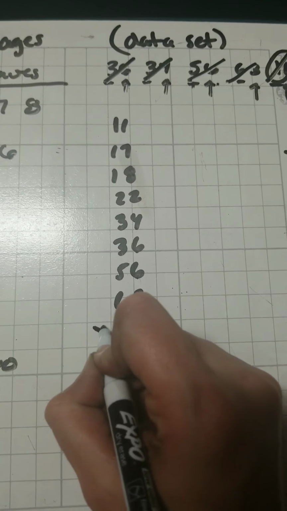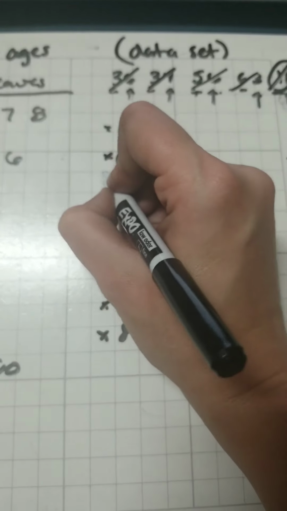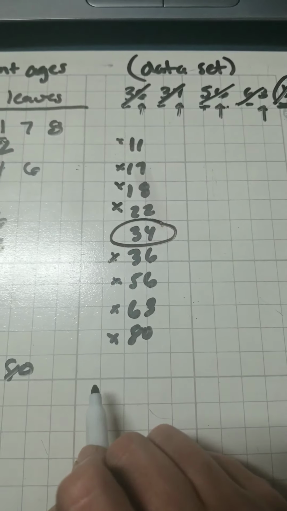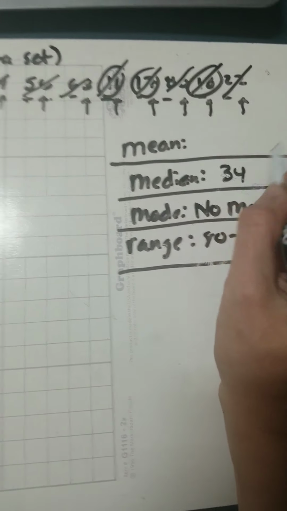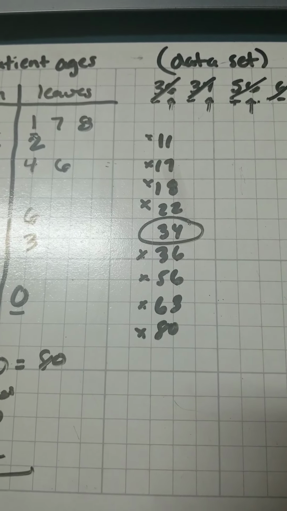So I'm going to mark out a high number, low number, high number, low number, high number, low number, high number, low number. And we land with 34 in the middle. So our median is 34. Remember, if there were 2 numbers in the middle, you would have had to add them together and divide by 2. So now I'm going to find the mean.